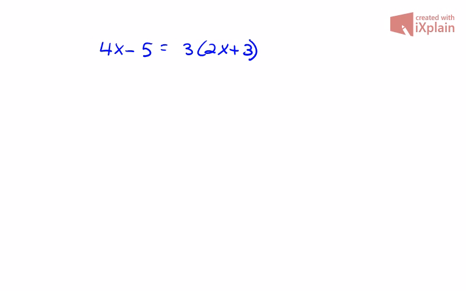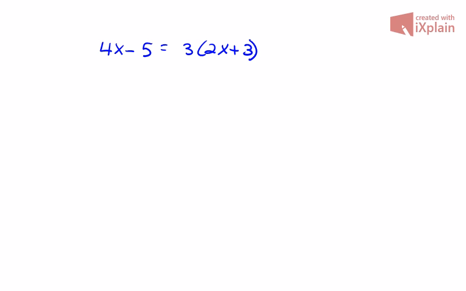To solve a linear equation, you need to isolate x, or whatever the variable is, so that it's on one side of the equation and everything else is on the other side. However, there's more than one way to do this. Here is a linear equation.